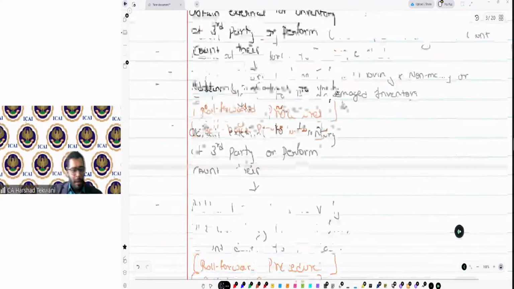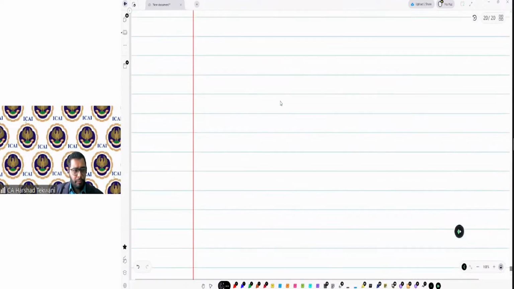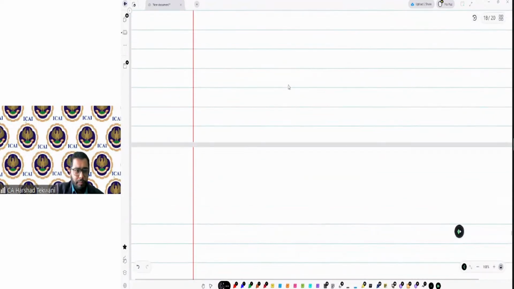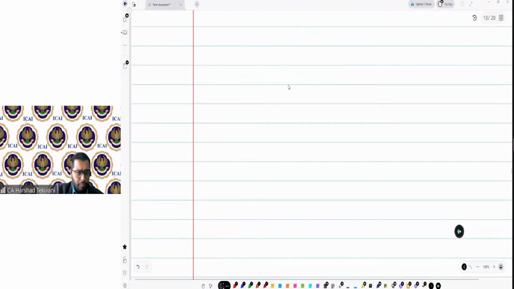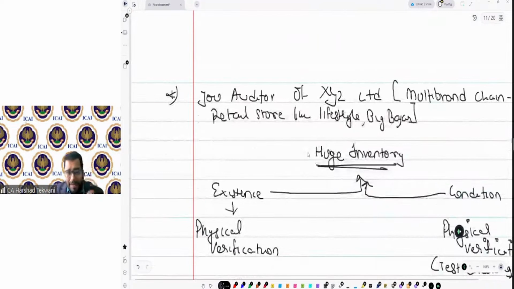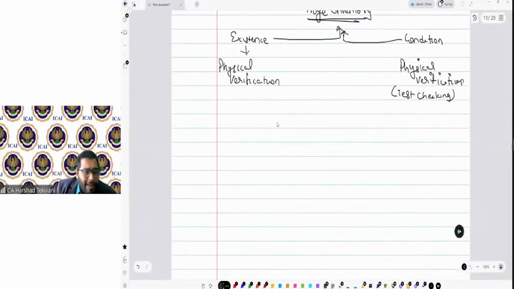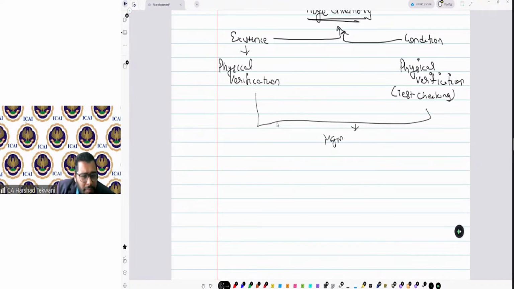Let's say, for example, a hypothetical example. We were talking about this XYZ Limited, a multi-brand chain retail store. So let's say, for performing the physical verification, management asked, I'll give you two scenarios, the following person to perform the count.